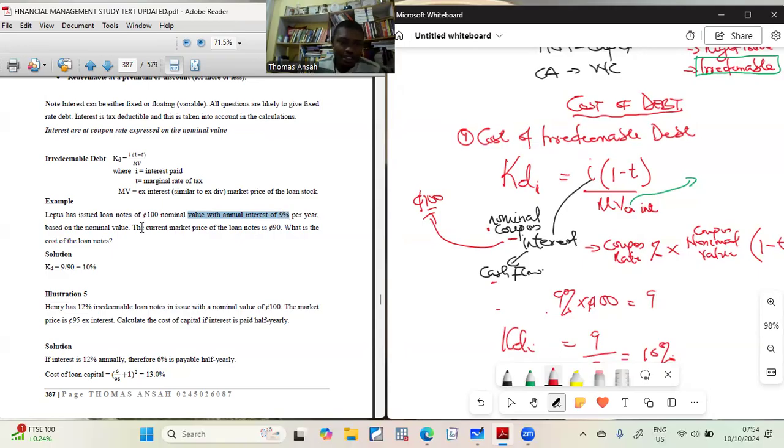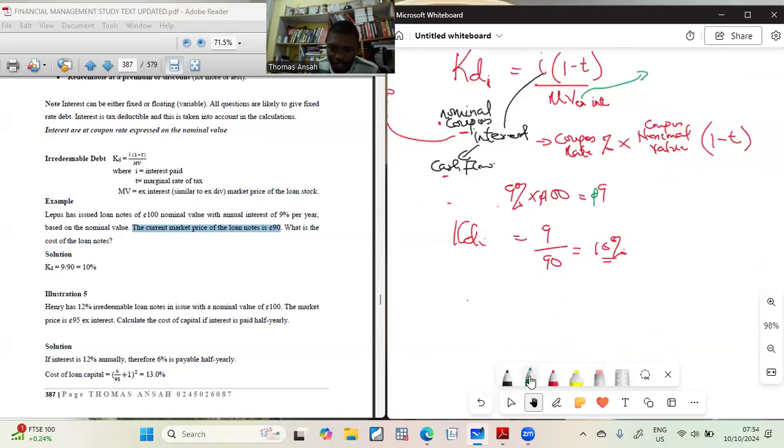The market price is 90. So we will do 9% on 100 to find the interest, which is 9 cedis. Then we will now divide it by the market price, ex interest, the market value ex interest. Take note of that. Now, you understand cum div and ex div. So it's the same here. If interest is about to be paid, that means cum, so you will deduct it and get your ex. So then you have 10%.